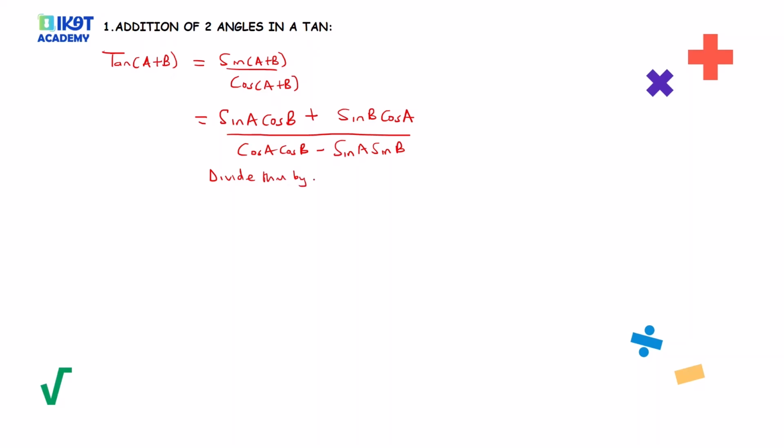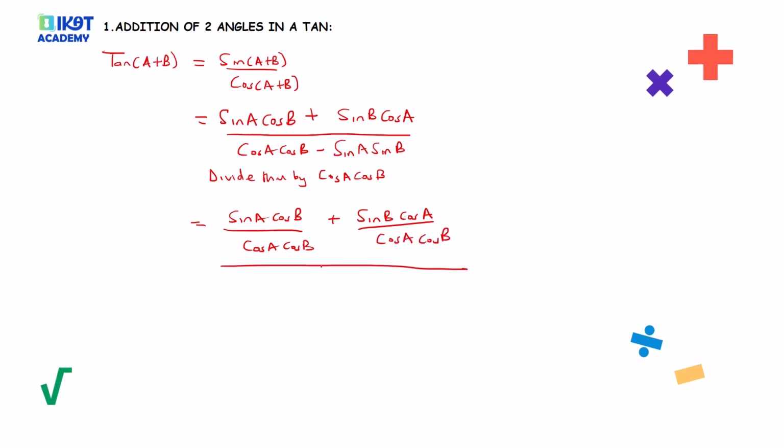And I can say divide through by cos A cos B. So what do I have? I have sin A cos B divided by cos A cos B, plus sin B cos A also divided by cos A cos B, and this whole thing. Then I again divide everything down. I don't know if this makes sense. I divide everything by cos A cos B.